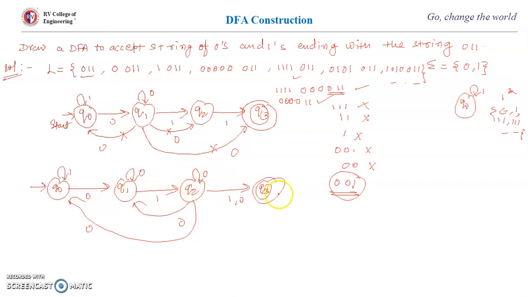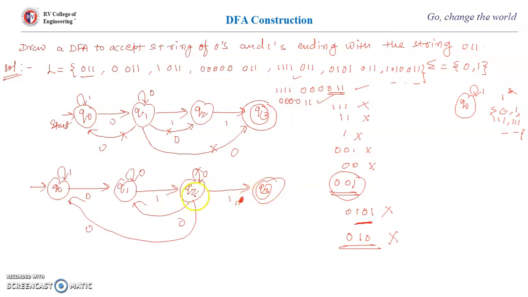So what happens if I put a self loop? 0 1 0 1 is also accepted, because it is not ending with 0 1 1. So it is wrong. That means this self loop is not correct. If I put 0 here, what happens? 0 1 0 is also accepted. It is not ending with 0 1 1. This is also wrong, so this also cannot be taken.